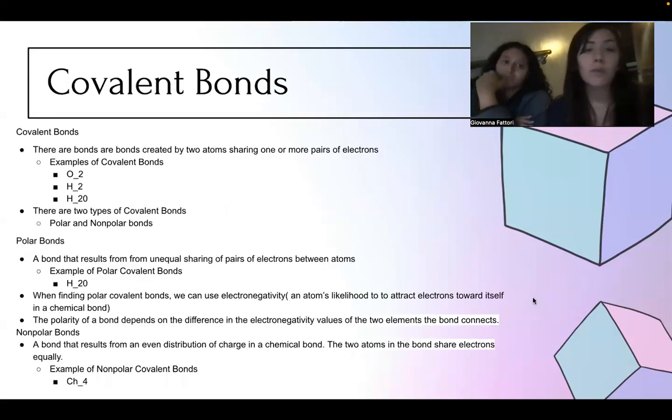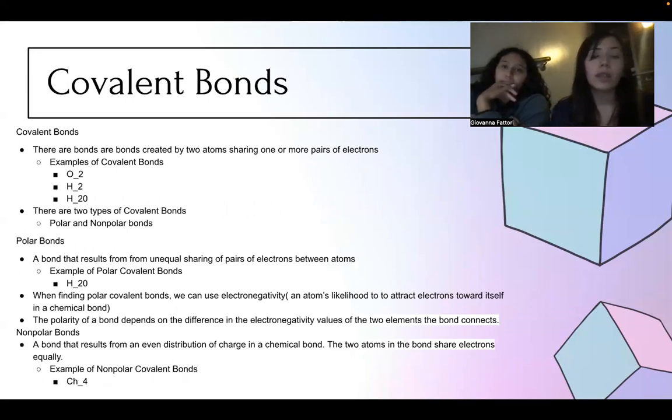And our last type of bond is covalent bonds. Covalent bonds are created by two atoms sharing one or more pairs of electrons. Examples of covalent bonds are O2, H2, and H2O. There are 2 types of covalent bonds, polar and nonpolar bonds. A polar bond results from unequal sharing of pairs of electrons between atoms, for example, H2O.